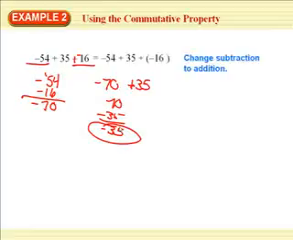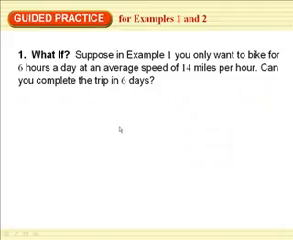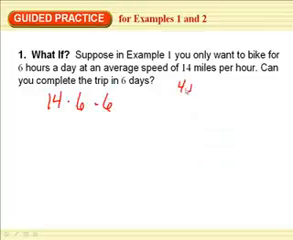And it talks about changing it, going through, adding the negatives with the negatives, positives with the positives. So the guided practice says, suppose in example 1 you only bike for 6 hours a day at an average speed of 14 miles per hour. Can you complete the trip in 6 days? So let's take those numbers and multiply them. 14 times 6 times 6, and we're still going those 400 miles.